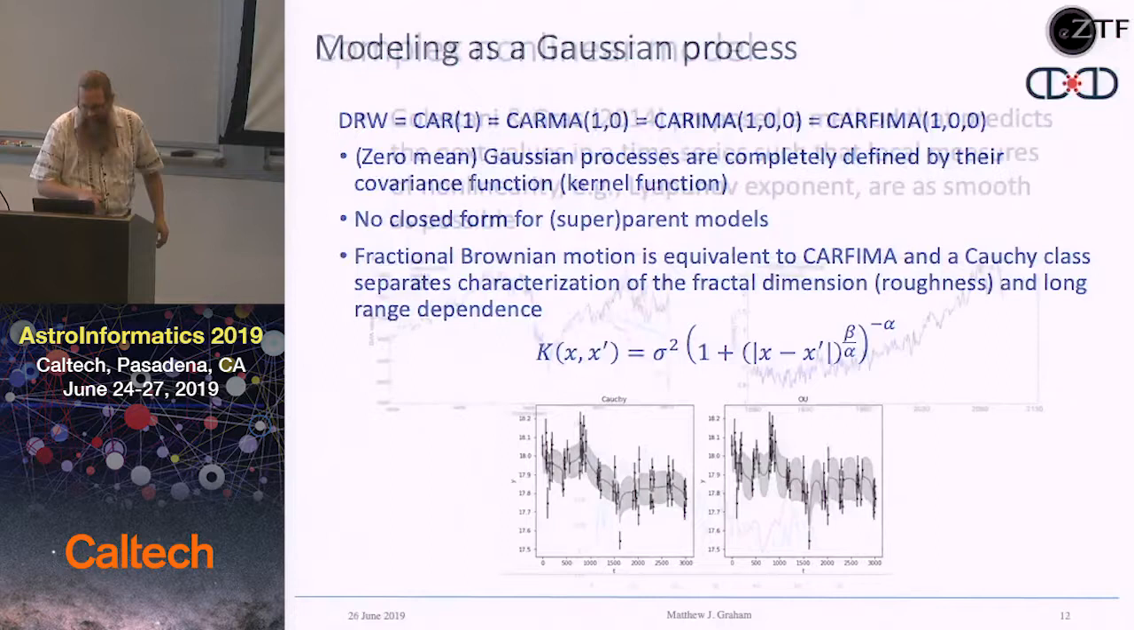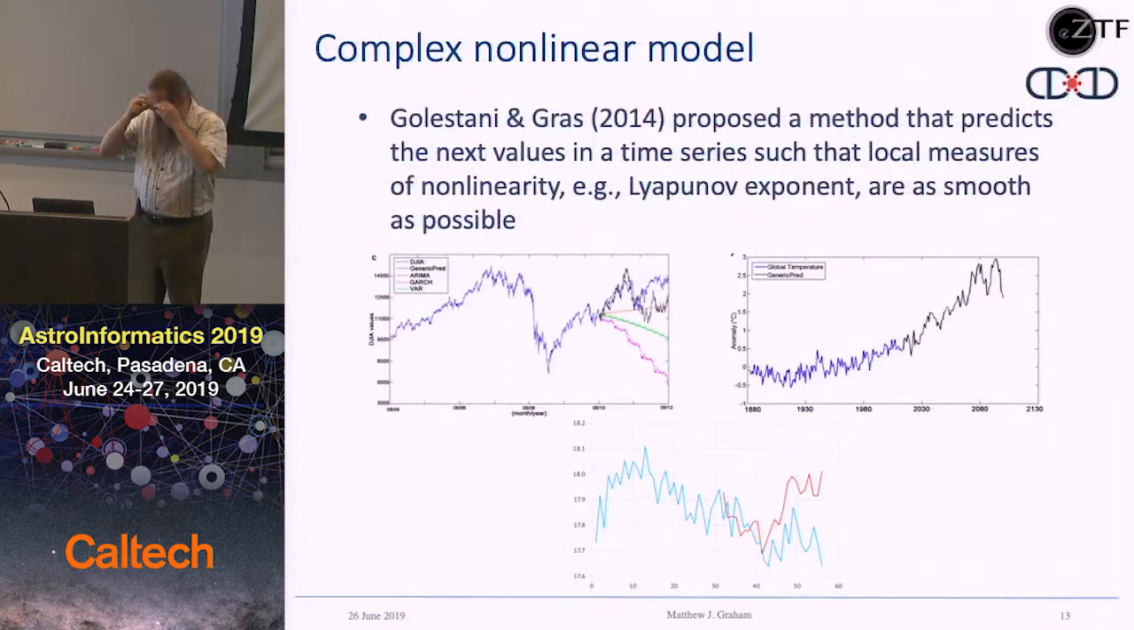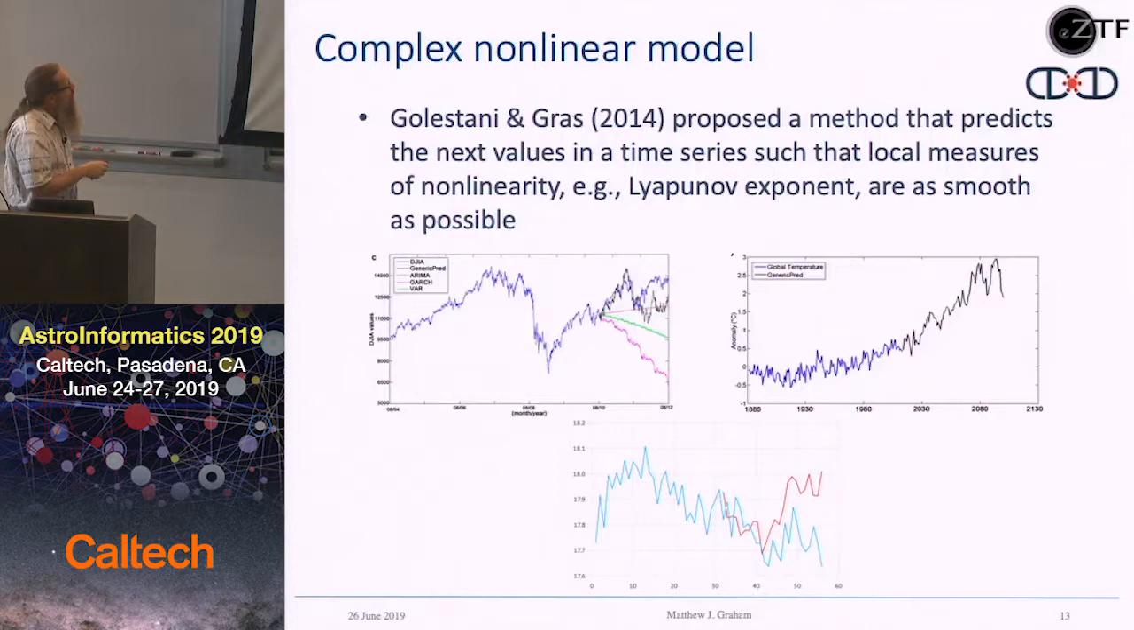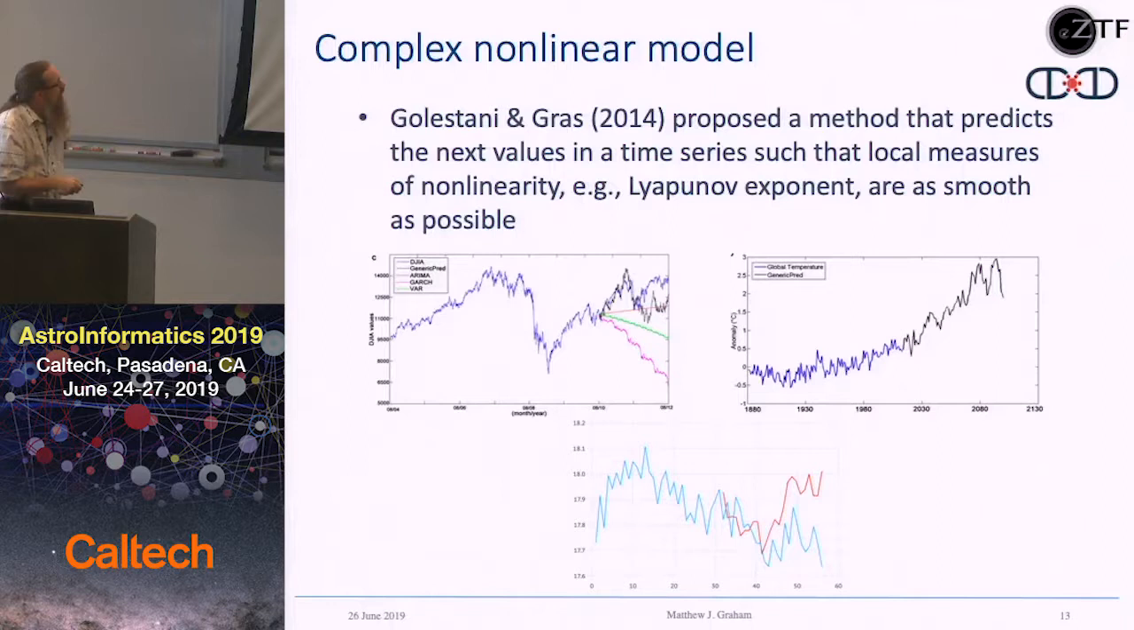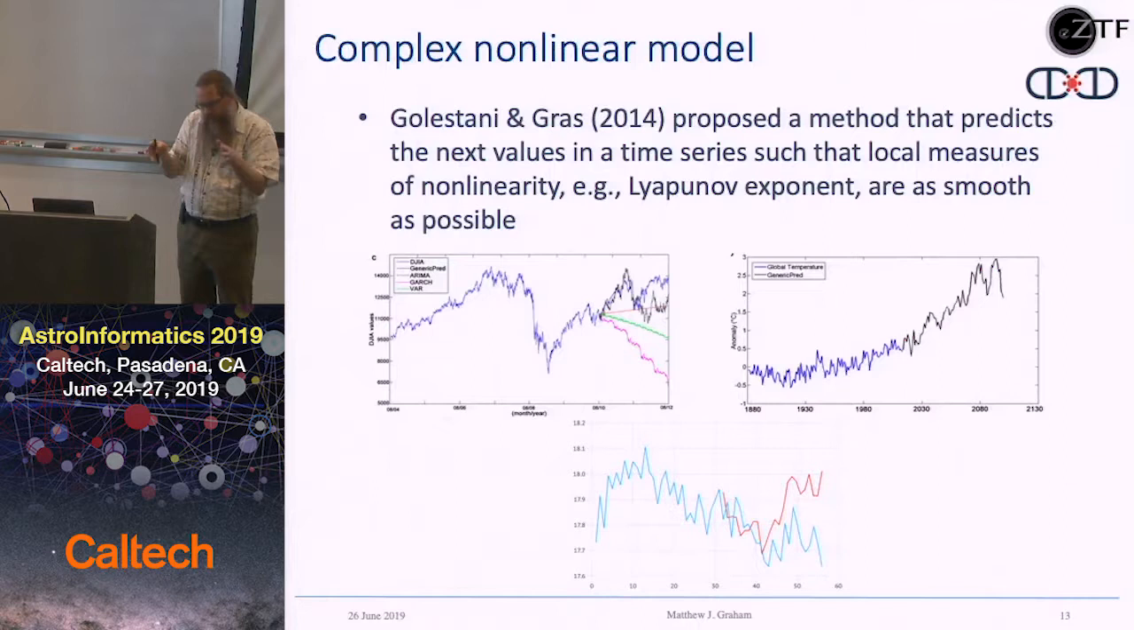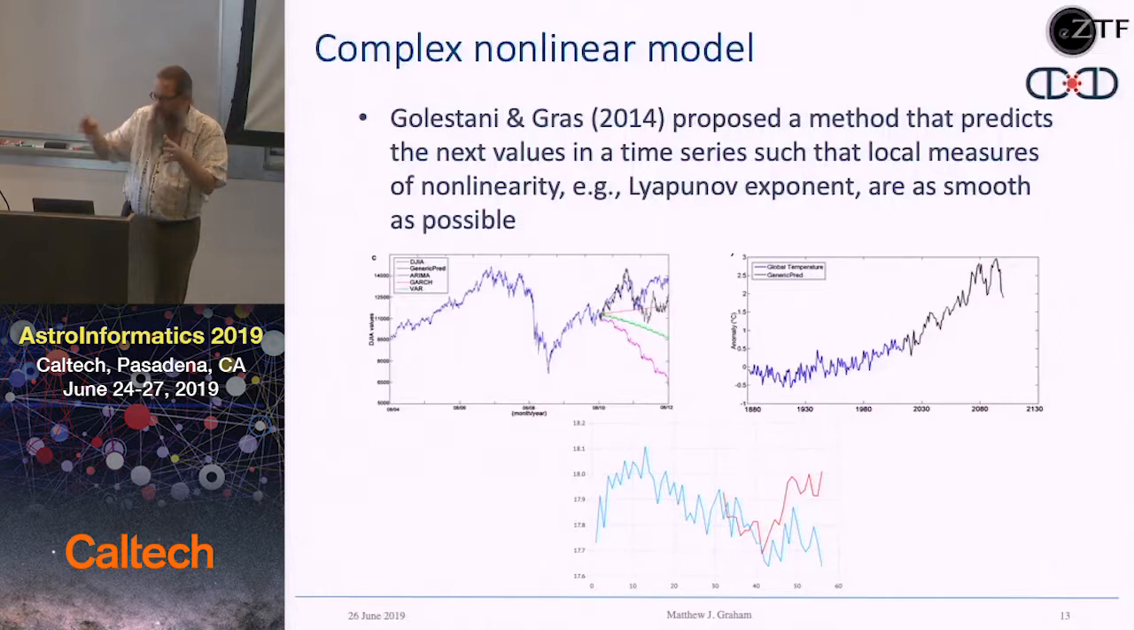Another approach is, let's say that we actually believe that it is nonlinear physics going on instead of something stochastic. There are techniques that have been used for financial time series and also for climate science, for modeling and forecasting, where I can take a strip of my time series and estimate a local measure of chaos, something like the Lyapunov exponent, and then make predictions going forward and understand which of those predictions maintains continuity or local smoothness in that local measure of chaos, and then I can iterate on that to predict.